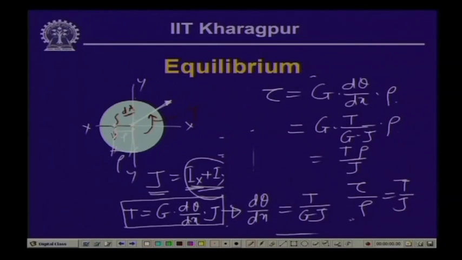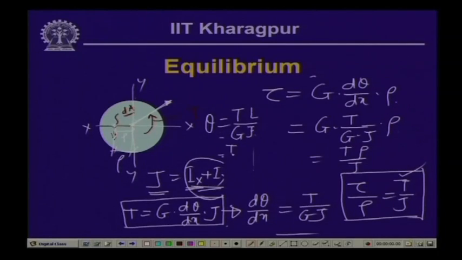So, this is the expression of shear stress which is related to the twisting moment T. Also, we have just now seen that theta is equal to T L by G J. So from here, if we write down, T by J is equal to G theta by L. From this expression we get that T by J is equal to G theta by L, and from here we get T by J is equal to tau by rho.